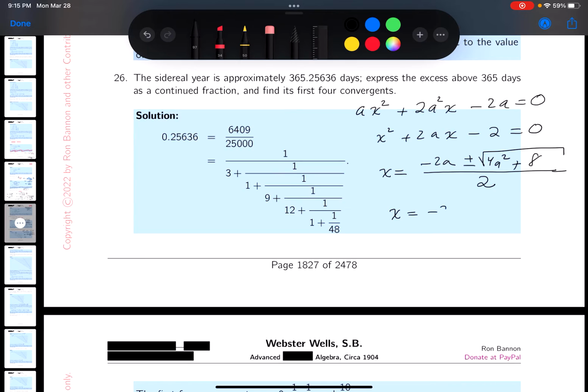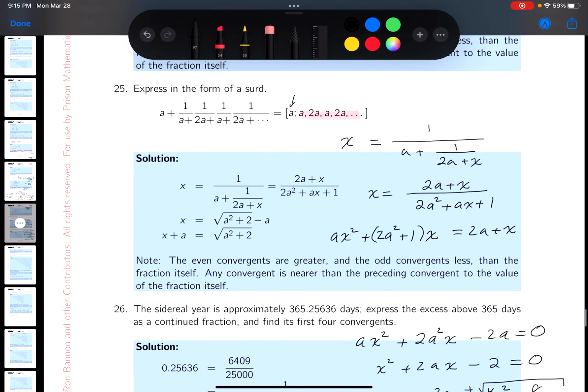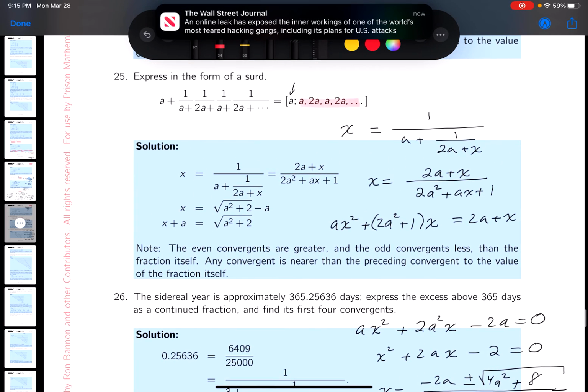X equals minus 2a, plus or minus, well, I see a 4, so that's 2. The root of a squared plus 2 over 2. So x will equal minus a plus or minus the square root of a squared plus 2. Yeah, that was some work to get through that. Again, the assumption here is that a is a positive number, and the sum's going to be positive.